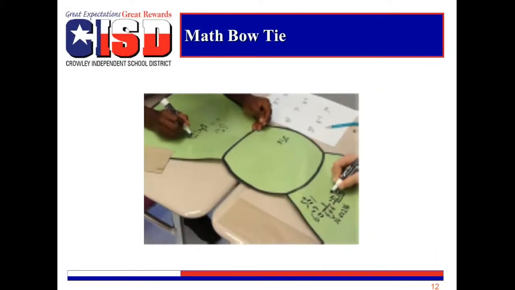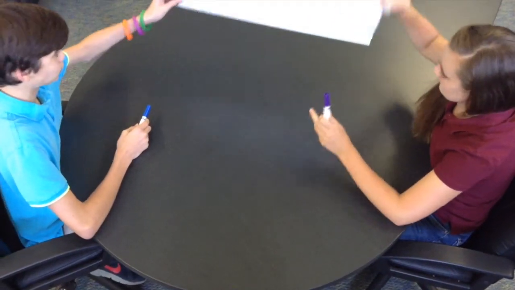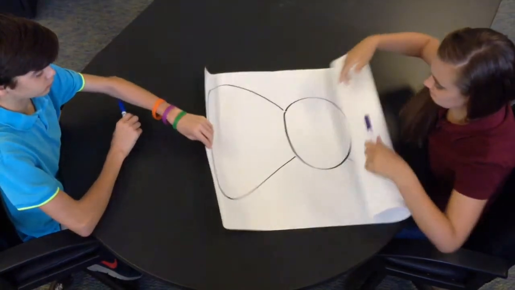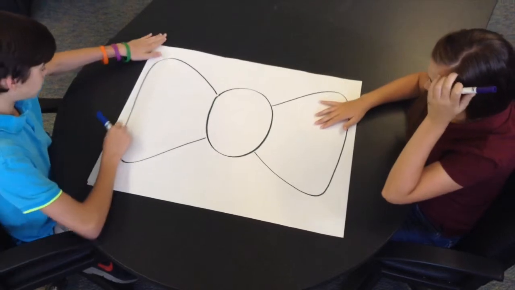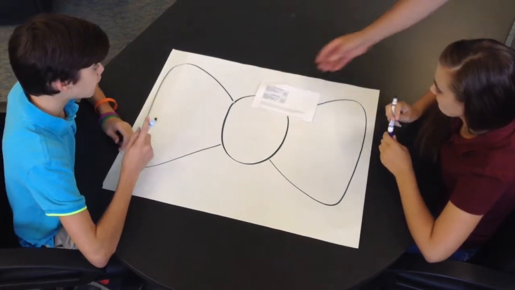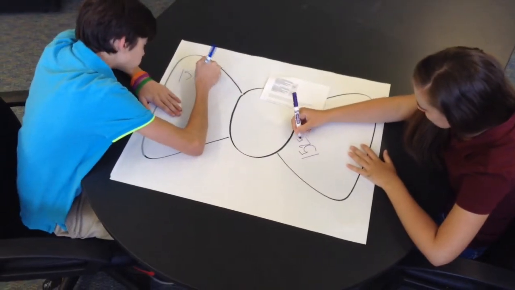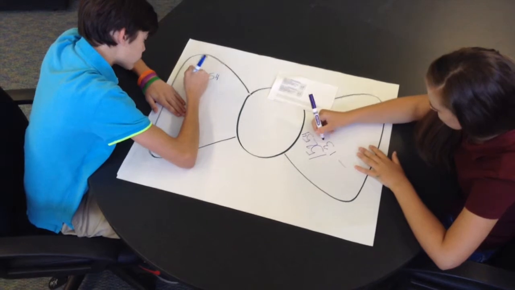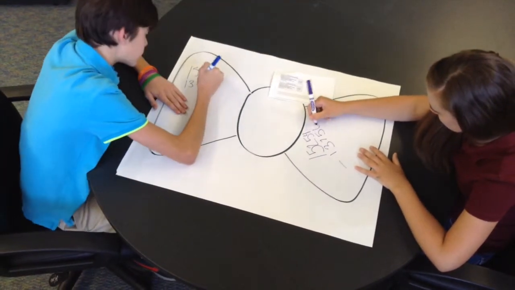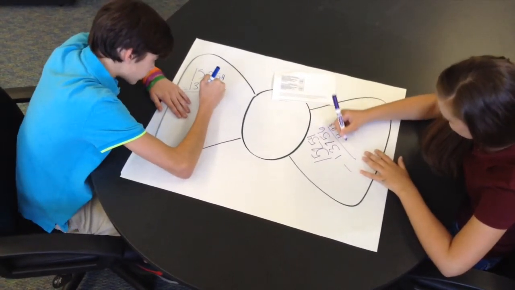Here's a video to illustrate the math bow tie method. Working in pairs, students situate their desks so that they are facing each other. On chart paper, each pair draws the outline of a bow tie. Teachers can also prepare this in advance and laminate it for future use. The teacher then assigns a word problem for the students to solve. Each student will first work alone on his or her side of the bow tie.